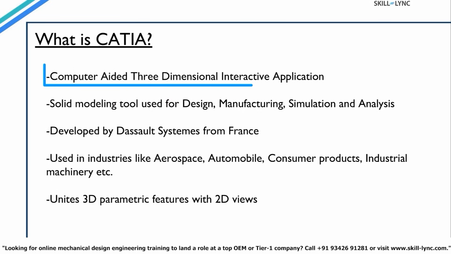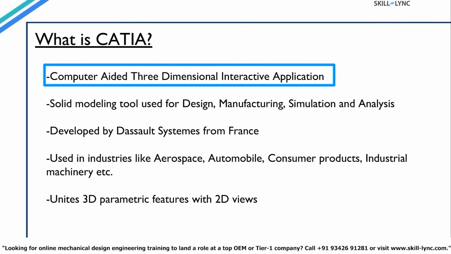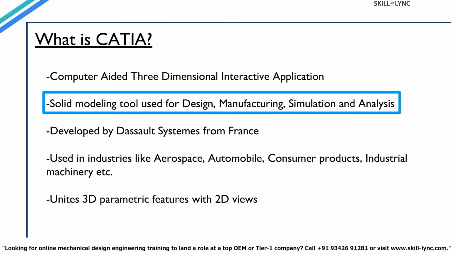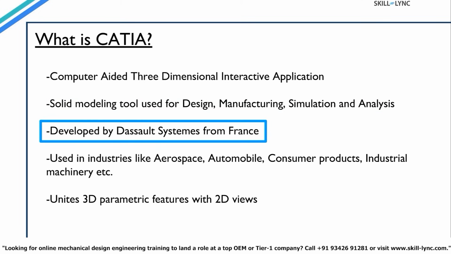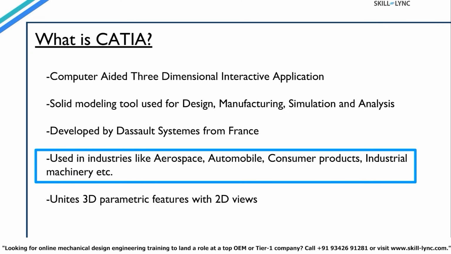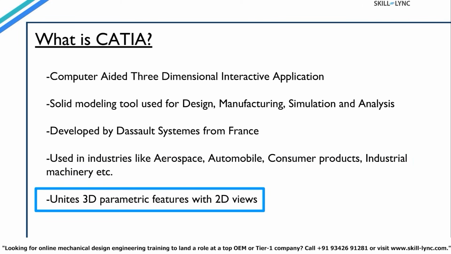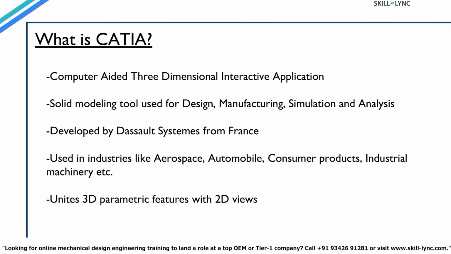Moving on, let's look at the next slide. CATIA stands for Computer-Aided Three-Dimensional Interactive Application. CATIA is a solid modeling tool used for design, manufacturing, simulation, and analysis. It was developed by a company called Dassault Systems from France. The software is used in industries like aerospace, automobile, consumer products, industrial machinery, etc. CATIA unites 3D parametric features with 2D views, which means that the two-dimensional designs can be built into three-dimensional bodies using the tools from the CATIA software.